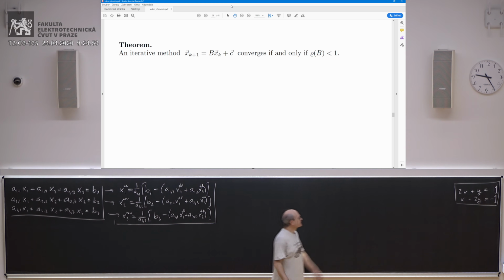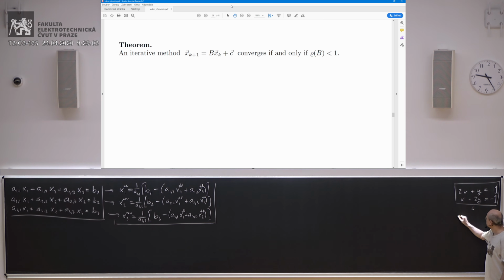Let's try it out. I have a system here, and following the advice, I'm going to use the first equation and express x out of it. So x will be (1 minus y) divided by 2. And from the second equation, I will isolate y, and it will be (1 minus x) divided by 2, with a negative sign. And when I look at it as an iterative scheme, on the right there is the kth generation, and on the left it's the (k plus first) generation. And these are nice recursive formulas.